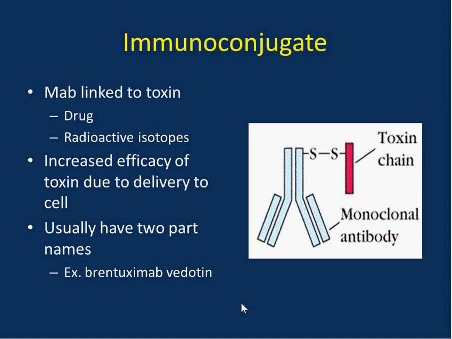Basically, the goal is that these are potentially more efficacious because of the way that the monoclonal binds to the target cell and then incorporates the more toxic portion of the molecule into the cell itself. Typically, a way to determine if it is an immunoconjugate is that the products have two names. So you have brentuximab vedotin, which is an example. Brentuximab is the monoclonal part, and vedotin indicates that there's some other piece, which is usually the conjugated part.